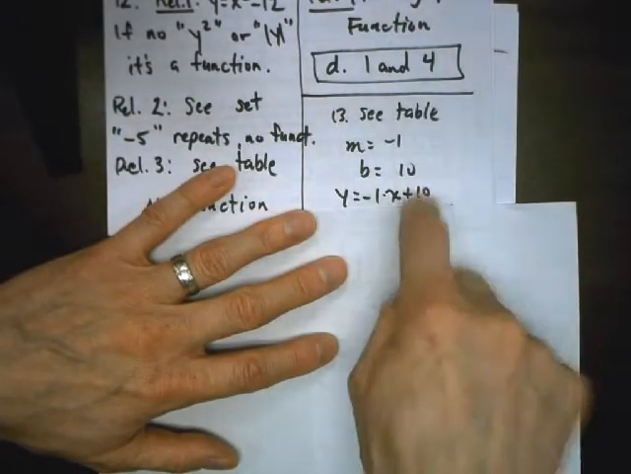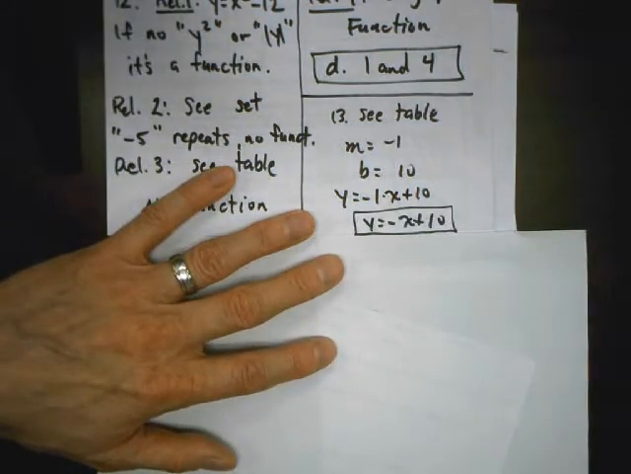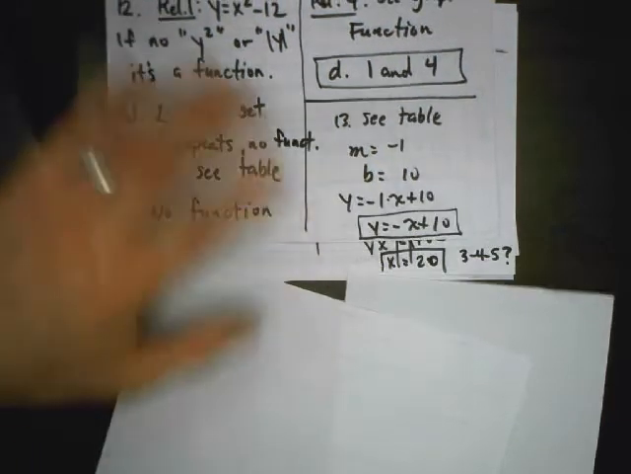Remember, slope goes in front of x. The b is the constant. And then I simplify. -1x is just -x.